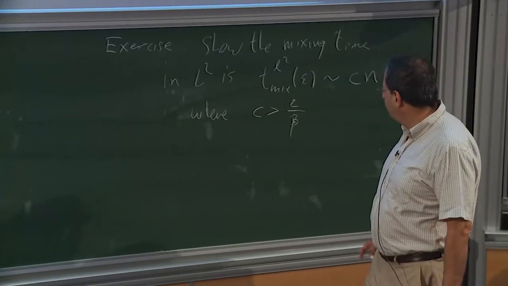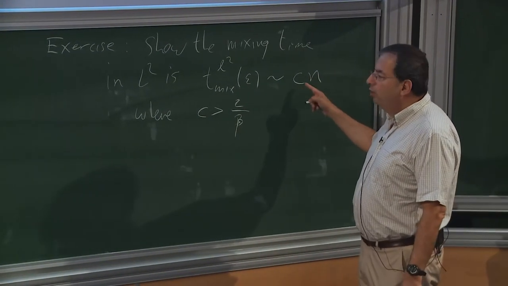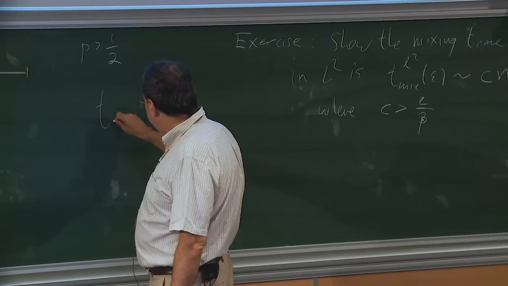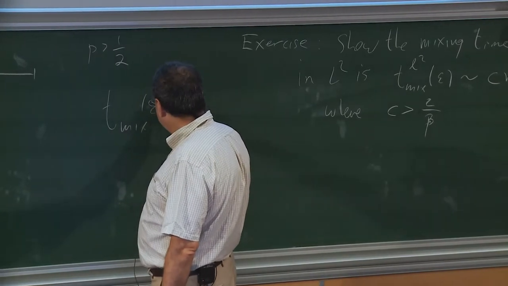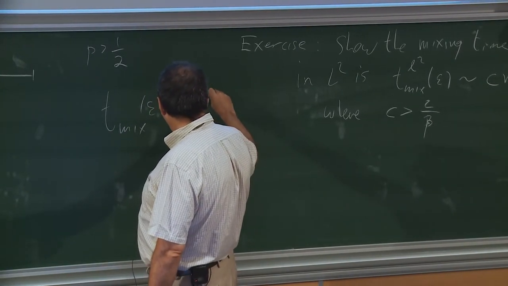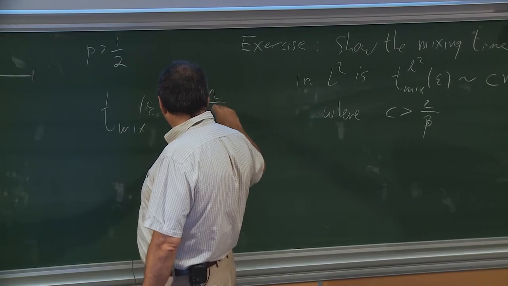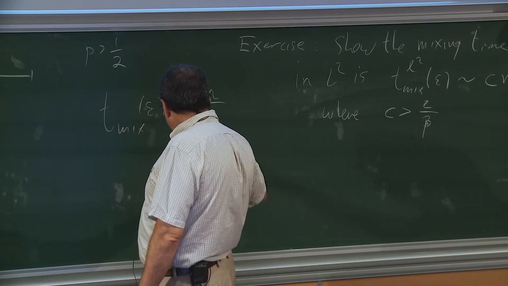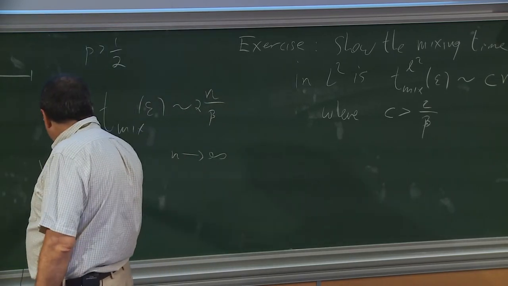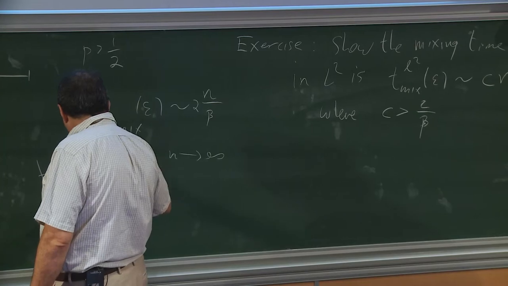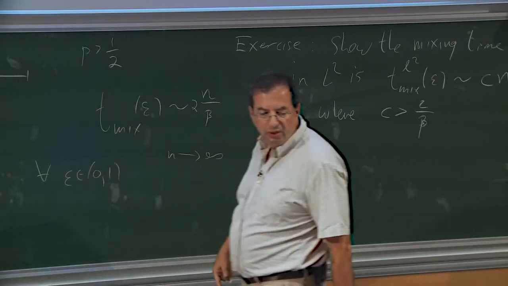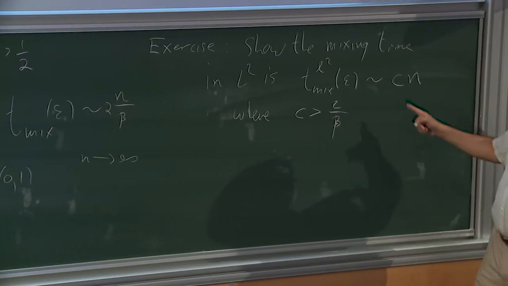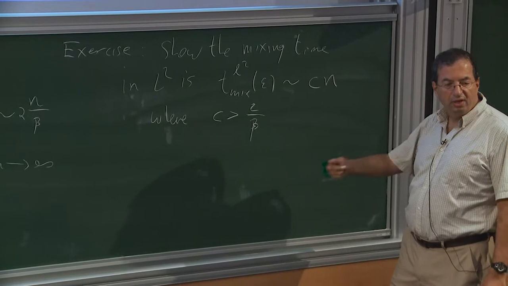Note that there is cutoff here, both in L1 and in L2. So in L1, T mix of epsilon for total variation is asymptotic to n over beta, again times 2. This is true as n tends to infinity for any epsilon, so the first order asymptotics don't depend on epsilon. But if you look at the L2 mixing time, there is again cutoff, so it's asymptotic to a constant n, but it takes strictly longer.